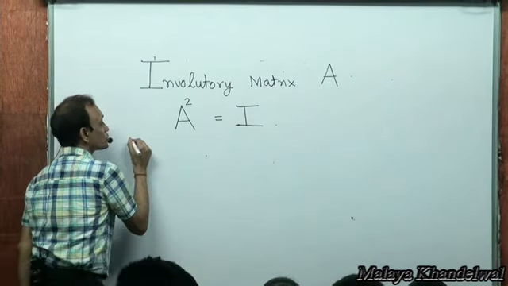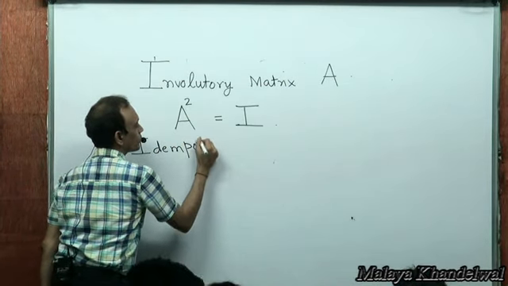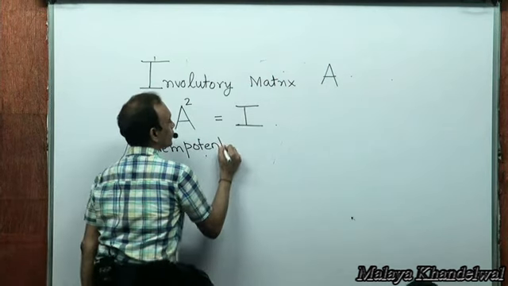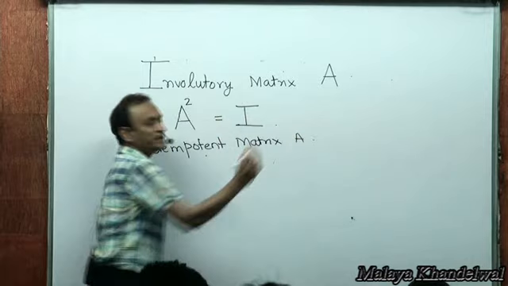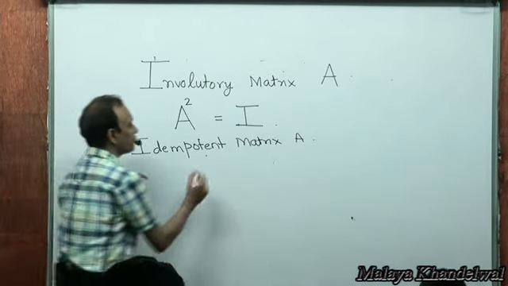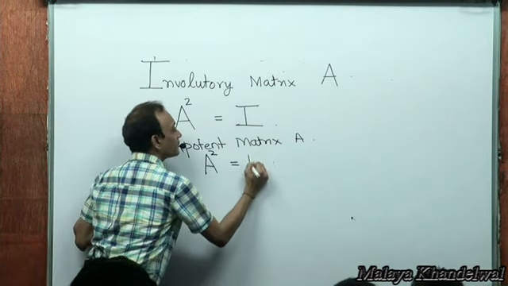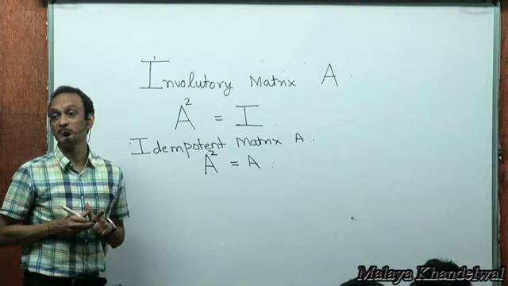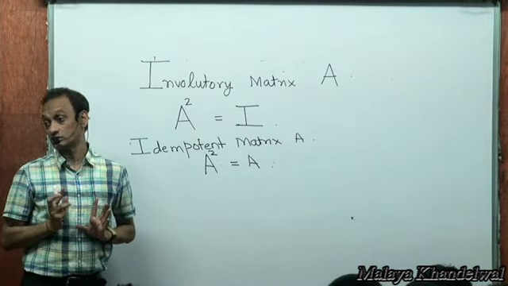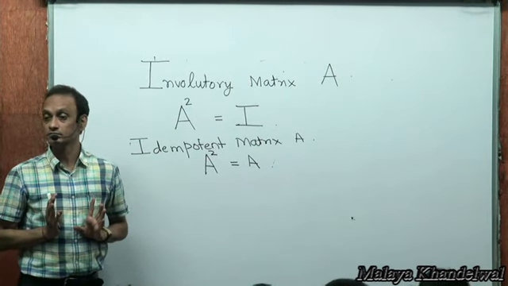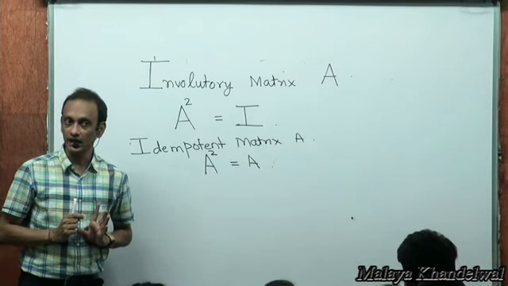Then we have what's called idempotent. Idempotent matrix A. If A square is A, then A is called an idempotent matrix. Right? If A square is A.